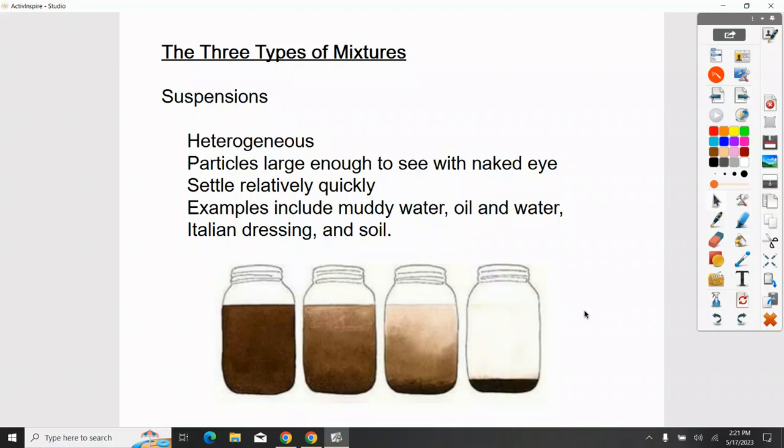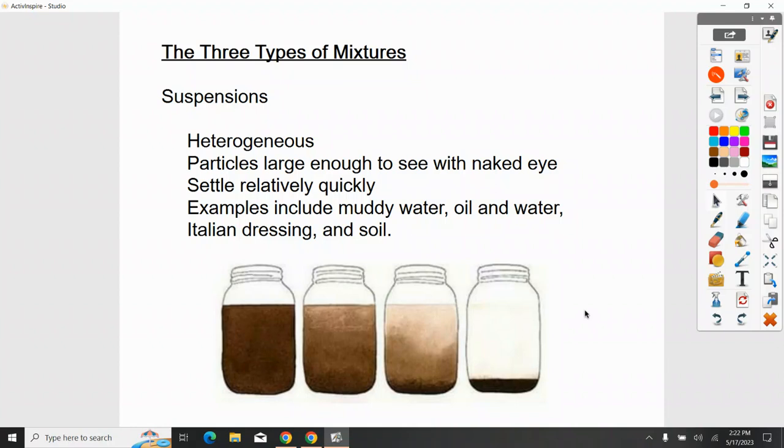So we started this unit with just a review of some of the things that you should have learned in physical science about solutions. We start off by looking at the three different types of mixtures. A mixture is a physical combination of two or more pure substances. So we take two or more elements or compounds, and we combine them together, basically putting them in the same place at the same time.